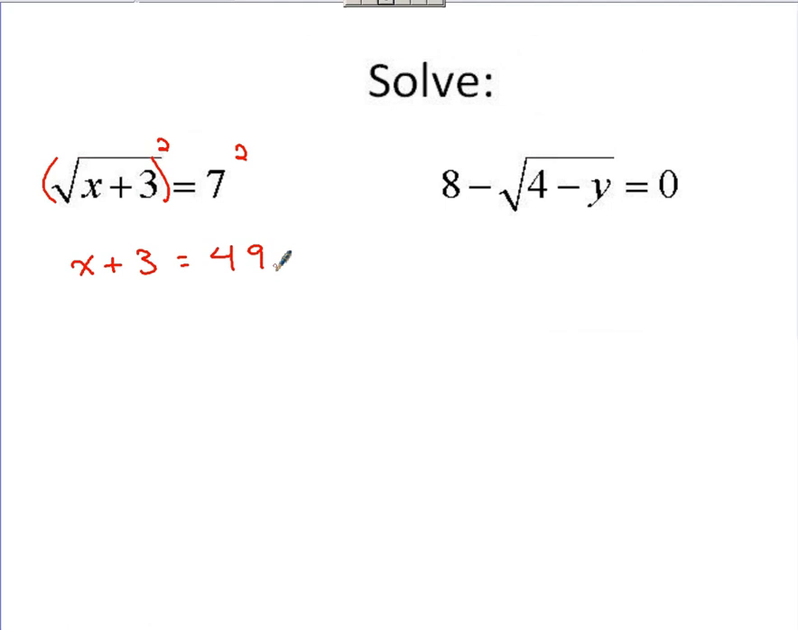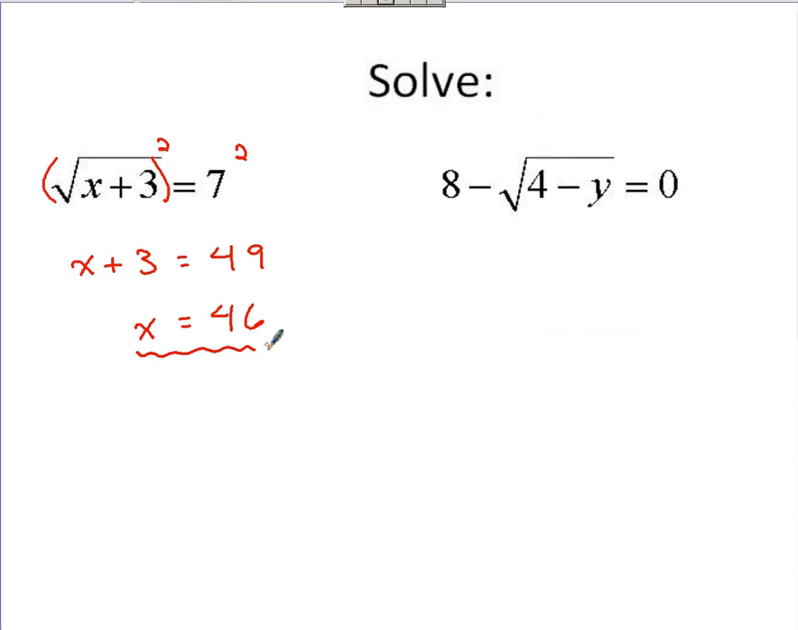Got a simple linear equation to solve, so x here is going to equal 46. For good measure, you take that 46, you plug back into the original equation just to make sure it works out, and also make sure there's no extraneous solutions. But 46 works here.